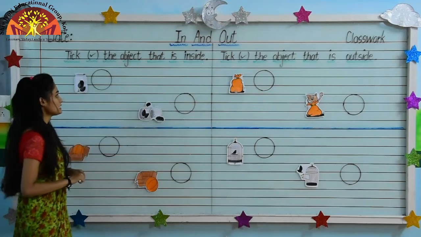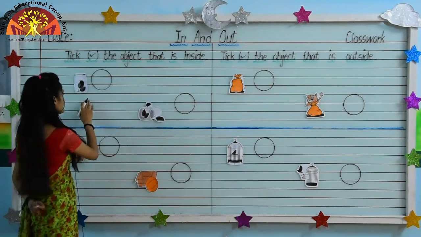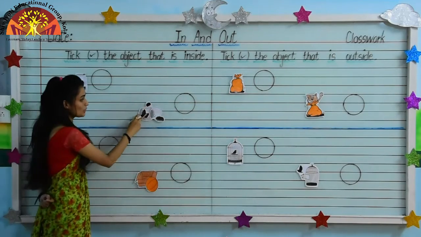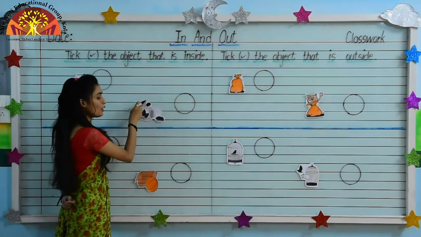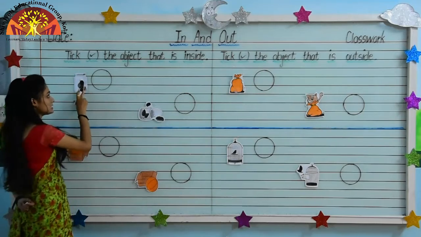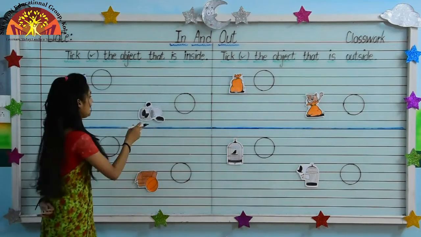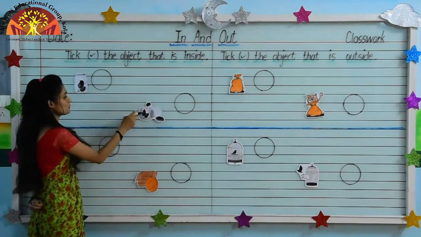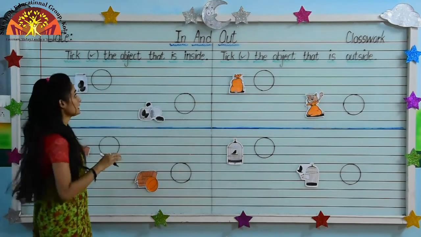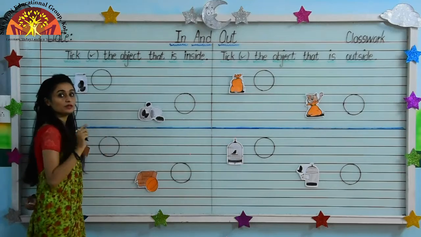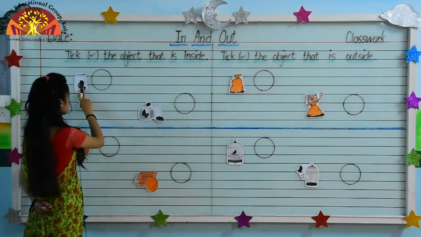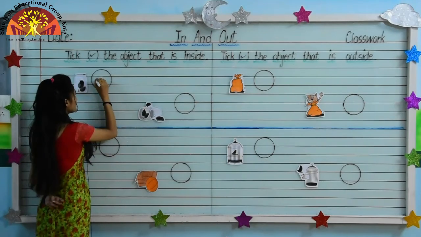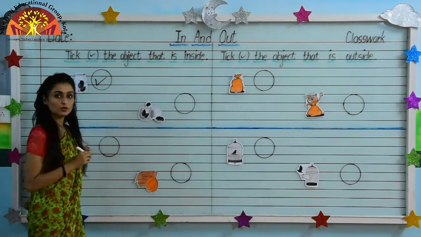Now let's see the first one. In the first picture, the insect is in the jar and in this one, the insect is out of the jar, okay. So tell me which one should I put a tick on? Yes, in this one we will put a tick because in this one the insect is in the jar, okay. So we will put a tick like this, okay.